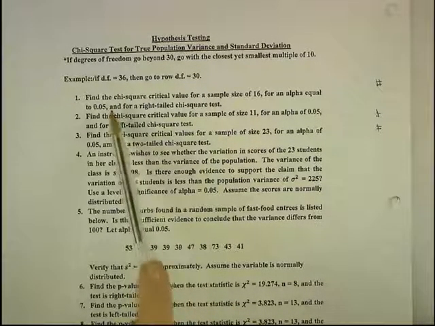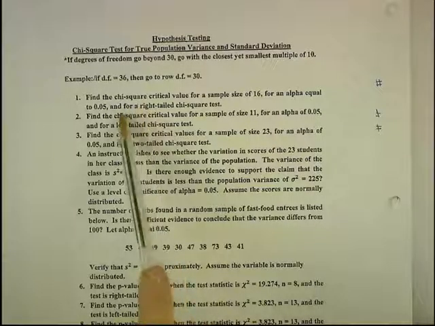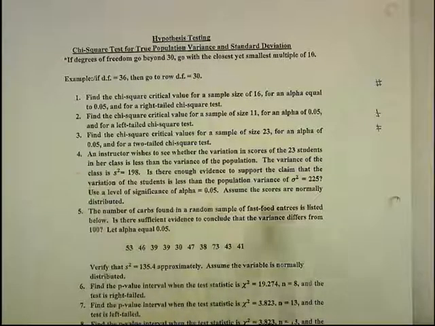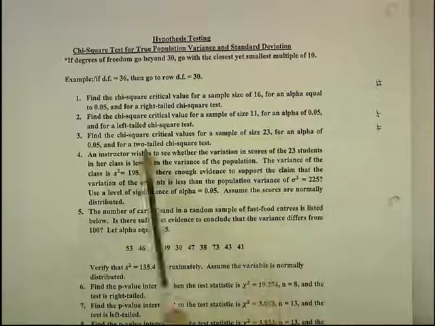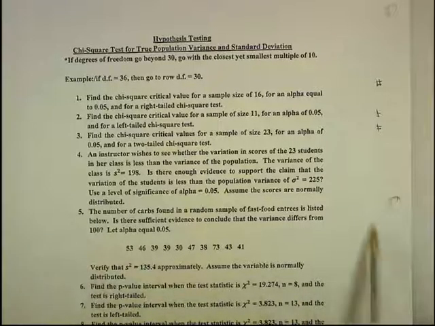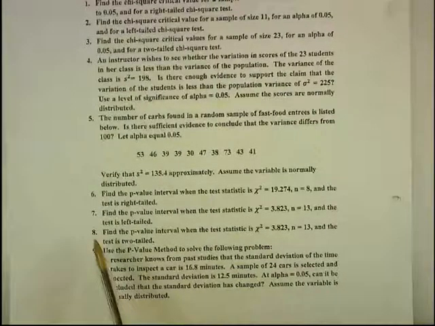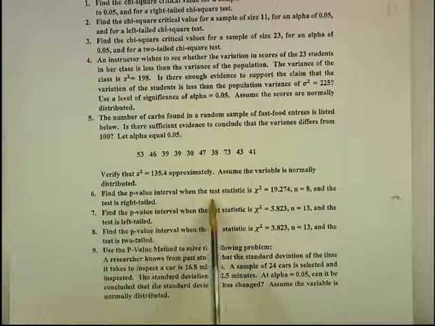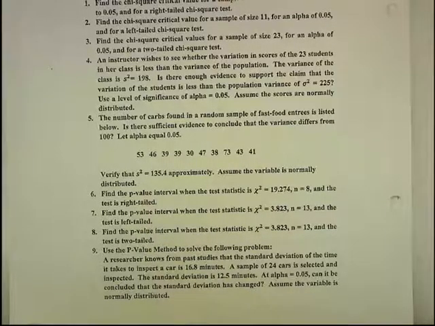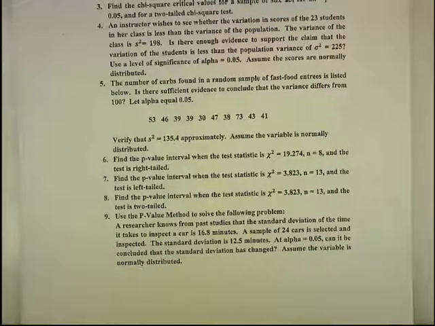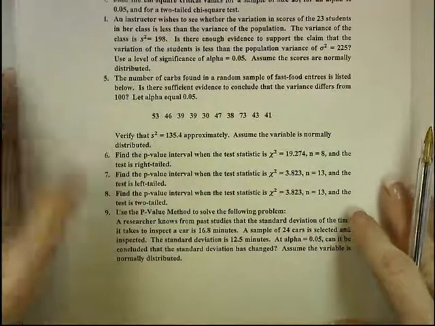The first three problems focus on finding critical values for a right-tailed chi-square test, a left-tailed, and a two-tailed. And then we do problem number 4 as a traditional method problem. And number 5 is a traditional method problem, and it deals with raw data. 6, 7, and 8 are finding the p-value interval for a right-tailed, left-tailed, and two-tailed chi-square test, knowing the test statistic. And then number 9 is just the p-value method. So I would like to focus on finding the critical values for a problem like number 1.